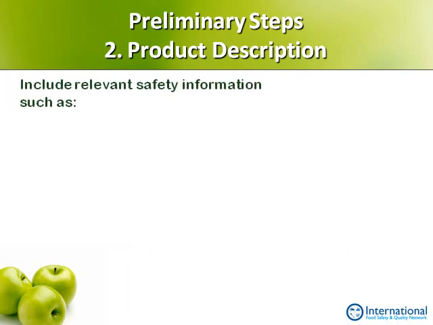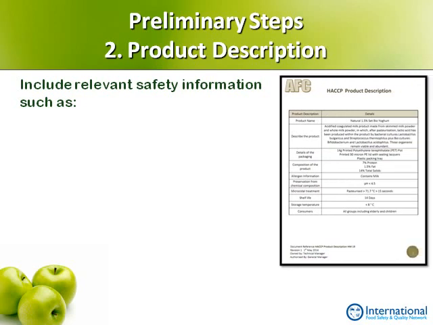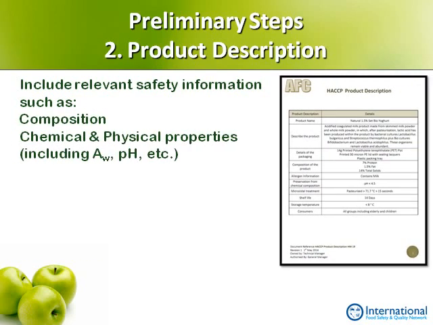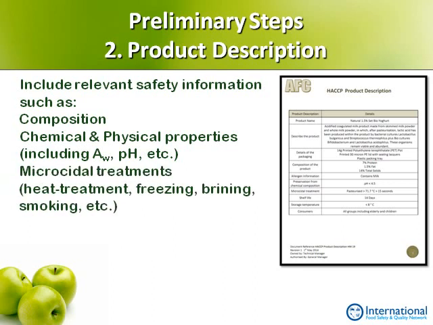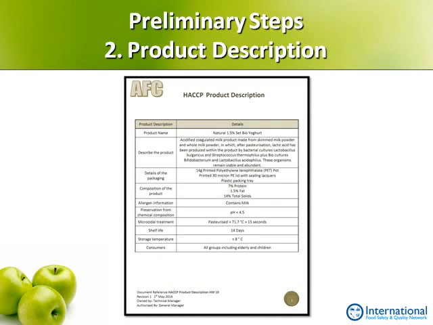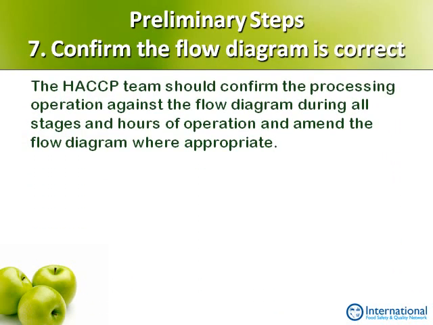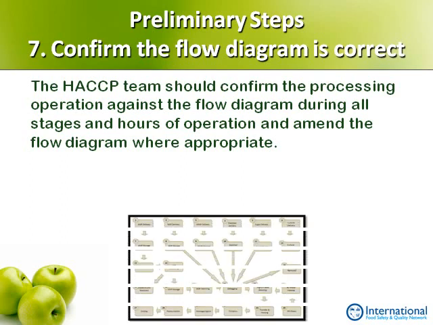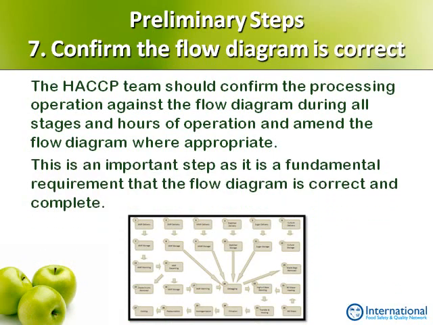A full description of the product should be drawn up, including relevant safety information such as composition, chemical physical structure, including available water, pH, etc., microcidal static treatments, heat treatment, freezing, brining, smoking, etc., packaging, durability and storage conditions, and method of distribution. The HACCP team should confirm the processing operation against the flow diagram during all stages and hours of operation.